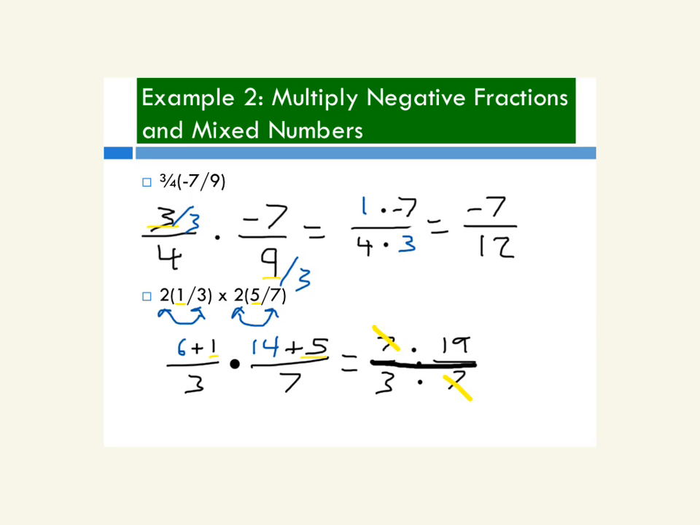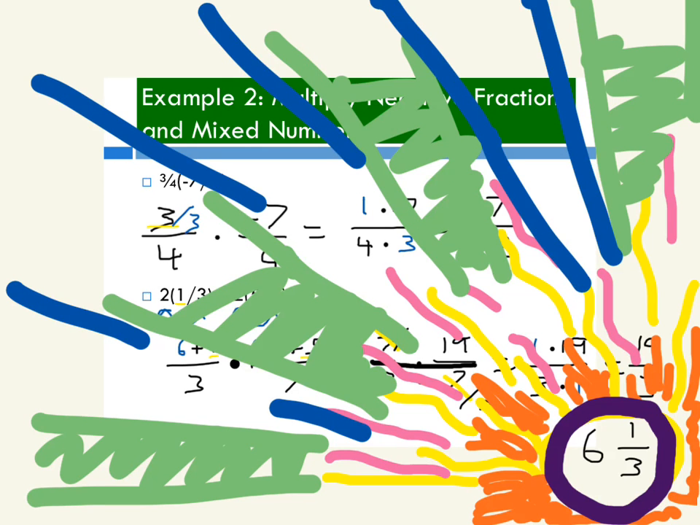And then it's really just 1 times the numerator and 1 times the denominator. And really I did that by dividing both sides by 7, as you can see here. So when we write that out, we have 1 times 19 and 3 times 1, which is equal to 19 over 3, or 6 1/3.